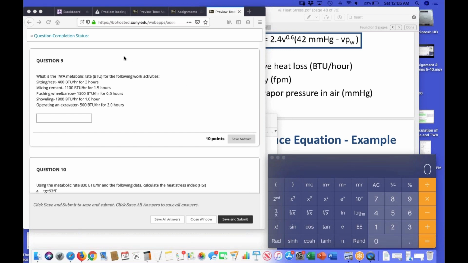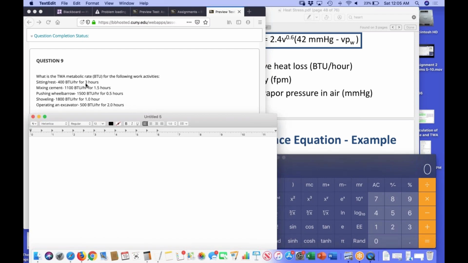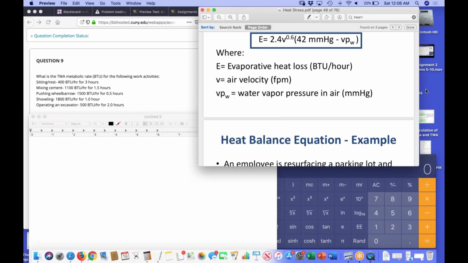Okay, so assignment number 3, question number 9. What is the time-weighted metabolic rate in BTUs for the following work activities? Each one of them is given in BTUs, and the duration of the activity is given as well. Similar to a problem we just worked on, we are going to calculate the time-weighted average. Total work time was 3 hours, 1.5 hours, 0.5, up to 5 hours, 6 hours, 7, an 8-hour workday. So we're going to take the time-weighted average over an 8-hour workday. So let's calculate that out.